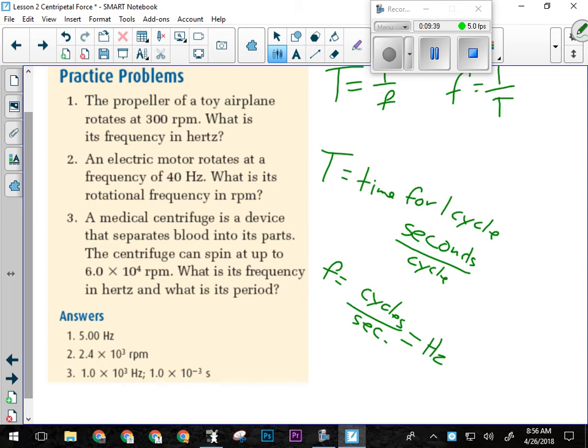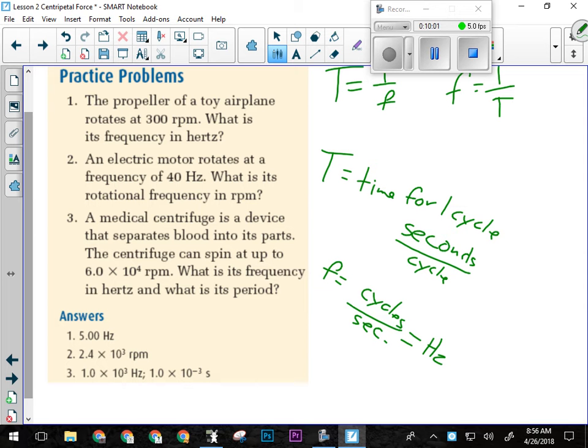If I have an electric motor that rotates at a frequency of 40 hertz, what's its rotational frequency in RPMs? Well, then I would not divide by 60, but multiply by 60. Okay, and a medical centrifuge, that's the one you sometimes see in the crime scene shows. They put the little vials in there and it spins them around and around. That's a centrifuge. It separates blood into parts.